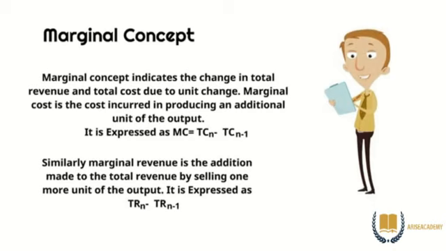Marginal concept indicates the change in total revenue and total cost due to unit change. Marginal cost is the cost incurred in producing an additional unit of the output. It is expressed as MC equals TCn minus TCn-1. Similarly, marginal revenue is the addition made to the total revenue by selling one more unit of the output. It is expressed as TRn minus TRn-1.